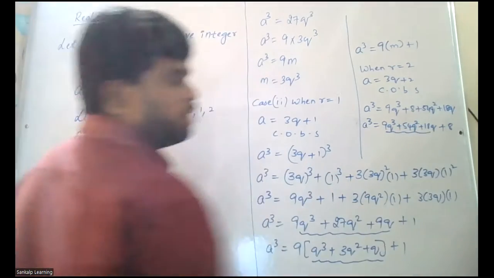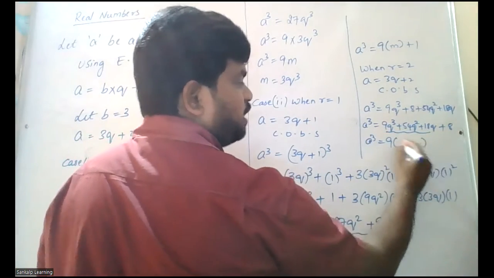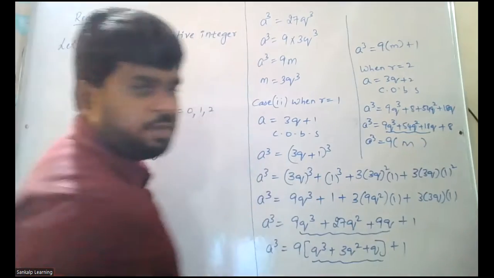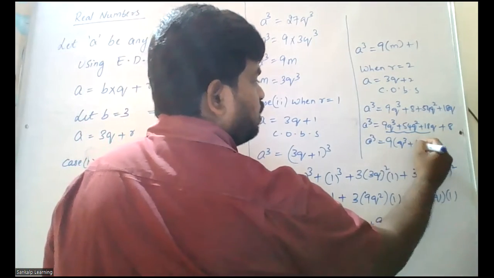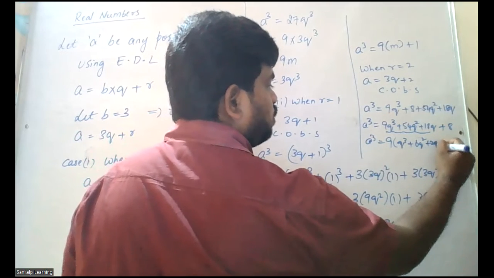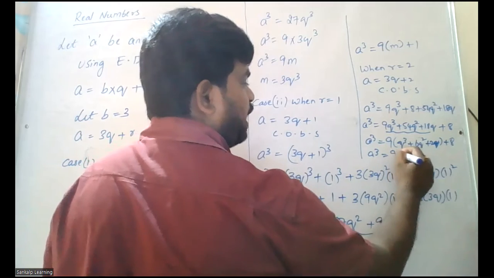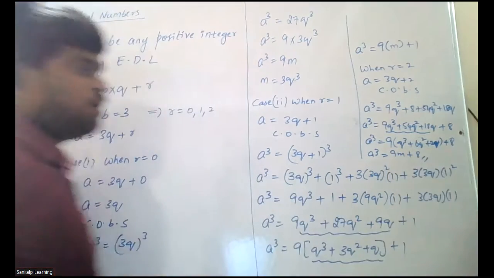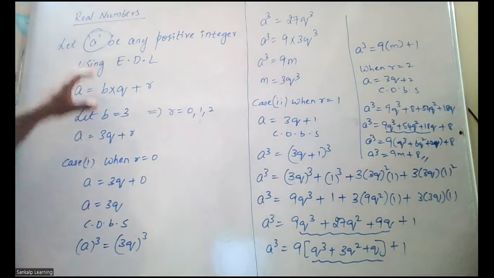From all these things, you can take 9 as common. So left out things, whatever you get, we'll take it as m. What are the left out things? If you take 9 as common, q³, 6q² plus 2q. Take all this stuff as m. So 9m plus 8. So you take any integer, a is some integer.